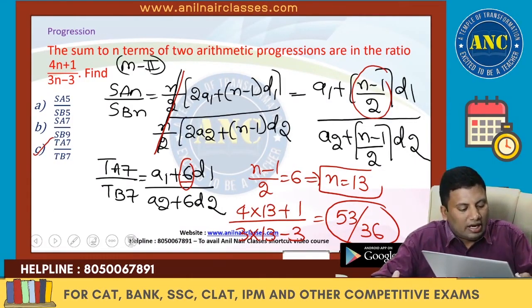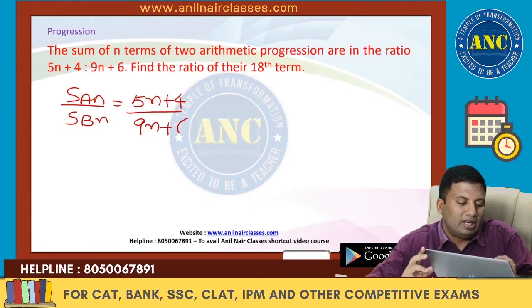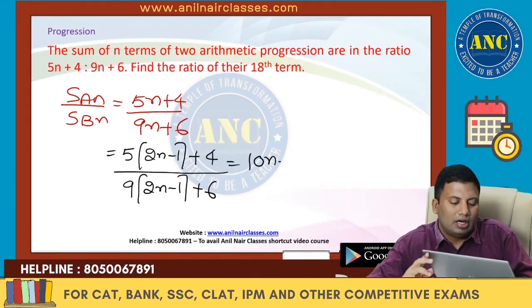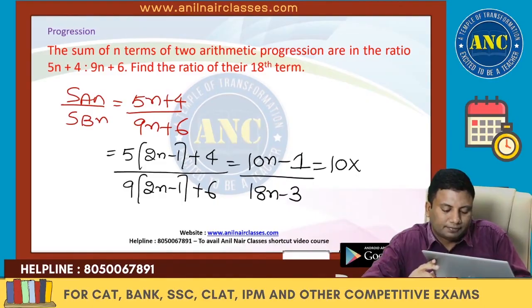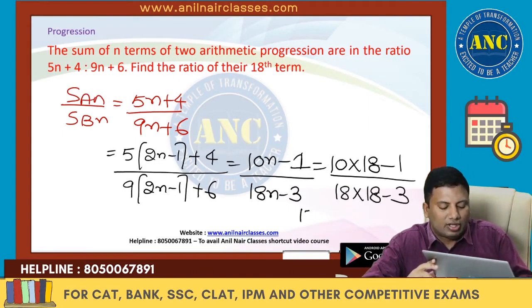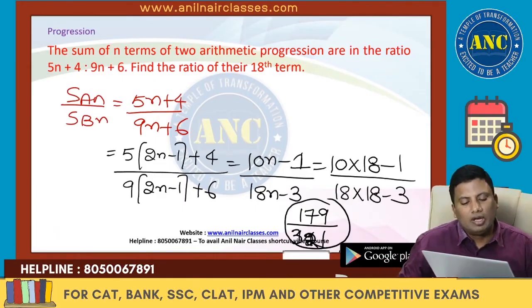Now, I will come to A and B. So, let us do this exam related question. SAn by SBn is 5n plus 4 divided by 9n plus 6. Replace n with 2n minus 1: 5 into (2n minus 1) plus 4 divided by 9 into (2n minus 1) plus 6, which is 10n minus 1 divided by 18n minus 3. I want the 18th term: 10 into 18 minus 1 divided by 18 into 18 minus 3. The answer is 179 divided by 321, since 18 into 18 is 324. I hope the idea is clear.